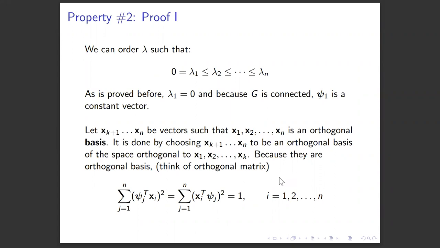The first thing is that we have this kind of eigenvector. Lambda one is zero, and then lambda two. We only consider the situation where we have one connected component, so this should not be zero. Lambda two must be non-zero. Let me check on this.